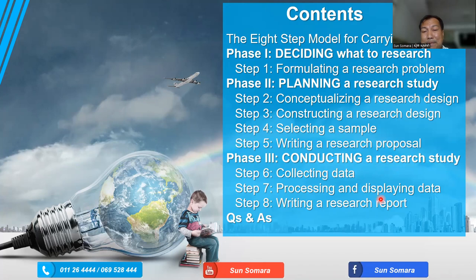And step number seven is about processing and displaying data. After you collect data, you need to process it, meaning you start to analyze and display the data. You may start to show your findings from that data analysis. That is the thing. And step number eight is about writing a research report. The last step, you will produce a research report for that part.